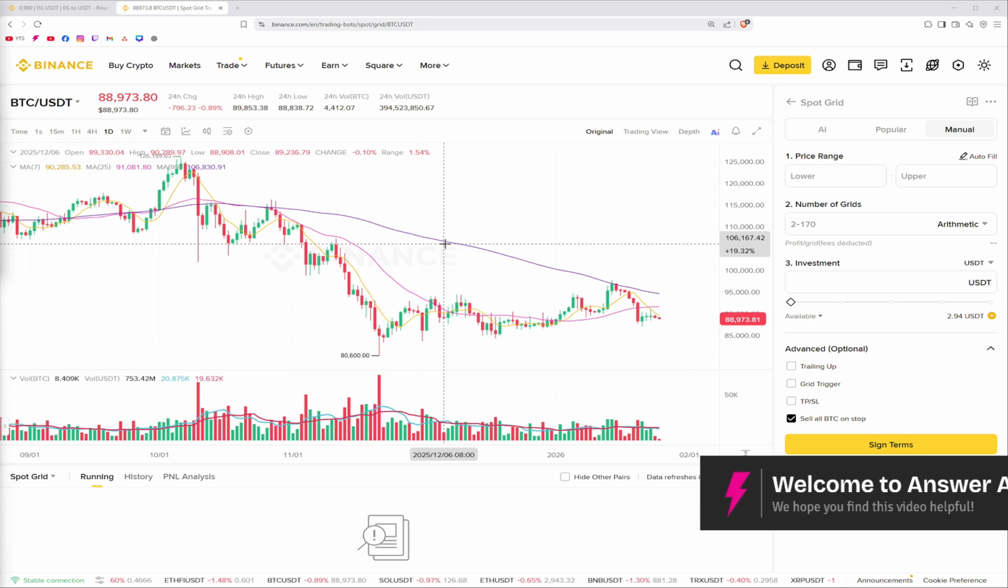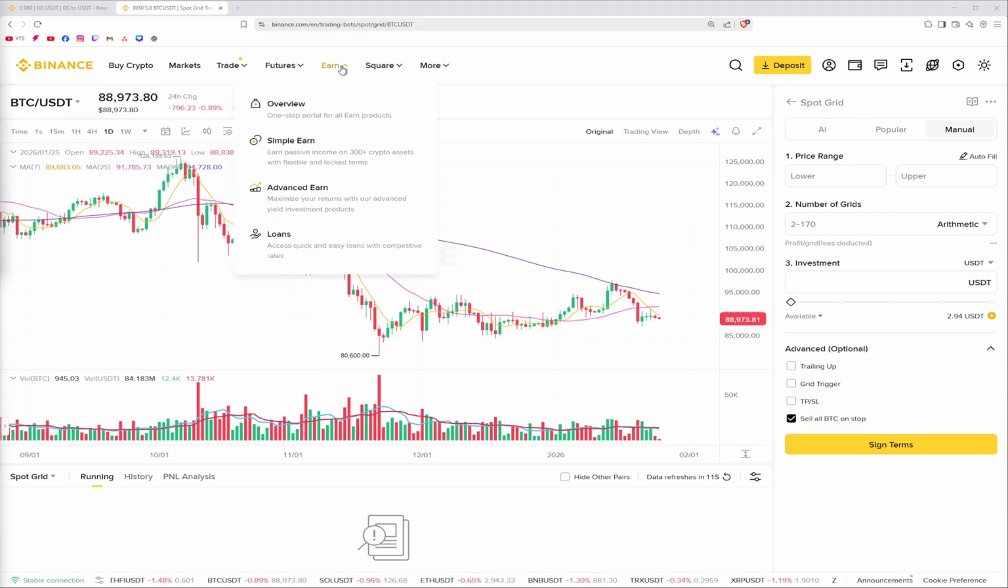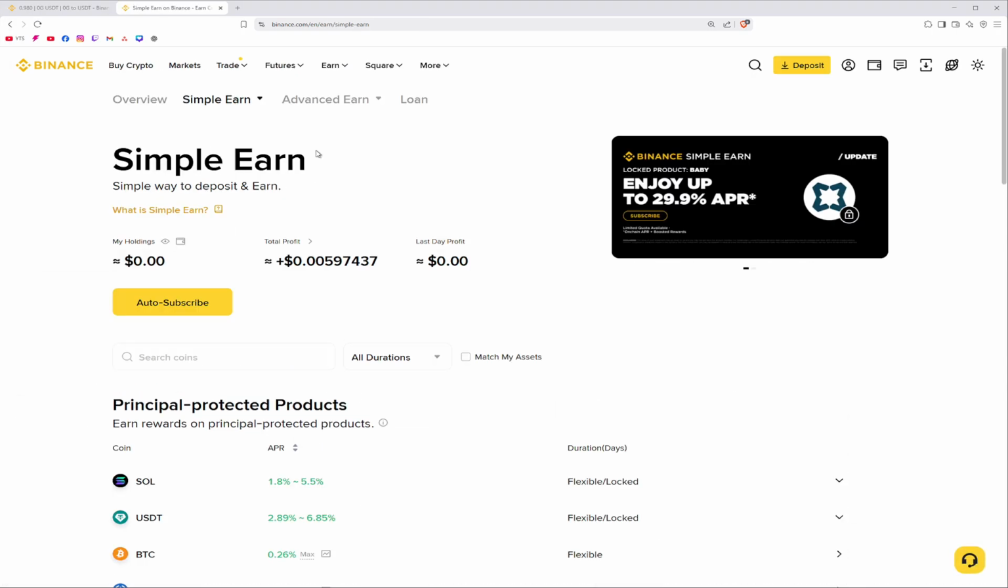All right. So staking on Binance is done through the earn section. Okay. So we go ahead over to earn right here at the very top, hover over it, and now just go ahead and click on simple earn. This one is for flexible or locked staking options.